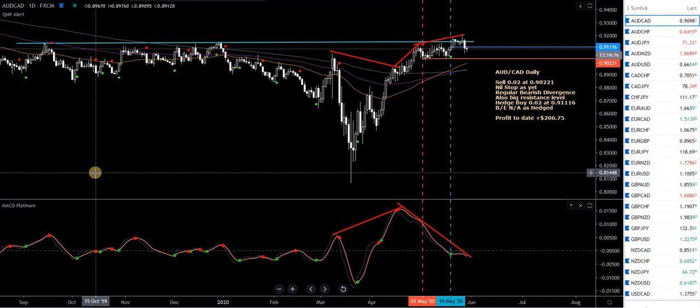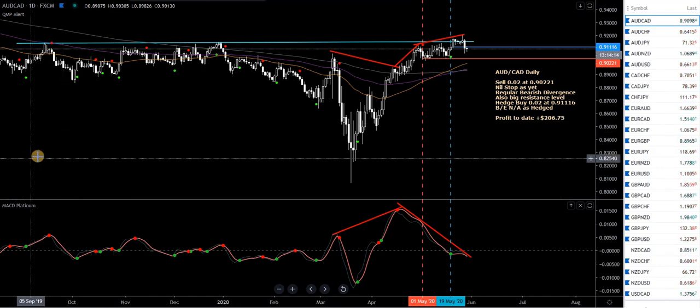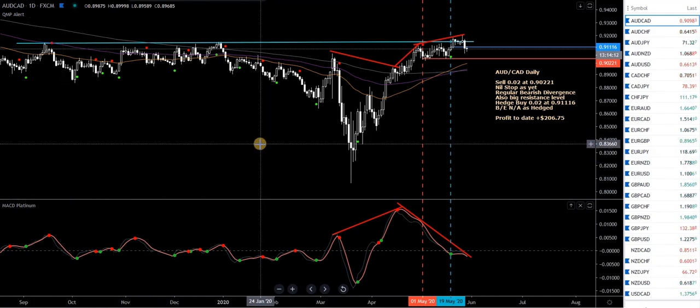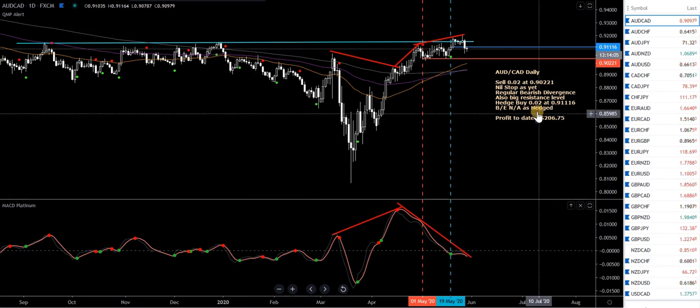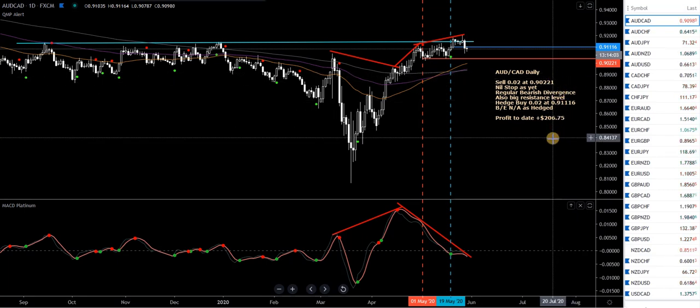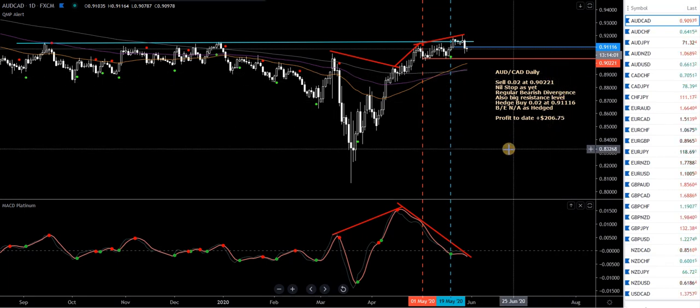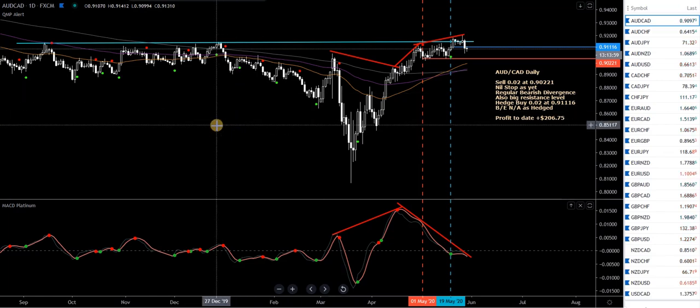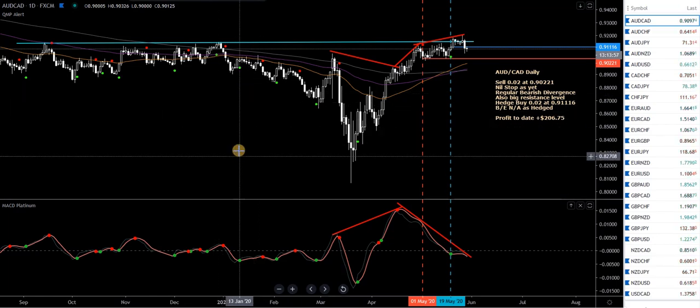All right, so let's have a look. This is my high probability setup. If you can't understand me, or English is not your first language, or you don't understand the Australian slang, it's best to just pause the video and read my notes. I try to keep pretty good notes on the charts, to show you where we're at. So I'll give you a brief rundown on what we're looking at here.